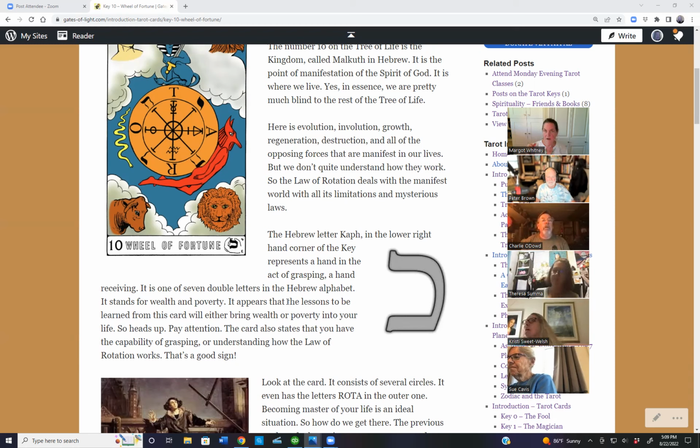So creation functions in spirals, not circles. The sun, we appear to go around the sun, but the sun is going through space. So we're evolving around it, but in a spiral formation. And that expresses the law of epigenesis and also grace. We'll talk about that as we go through the card. So it is a law of rotation, and you'll get the idea of it as we go through the card.